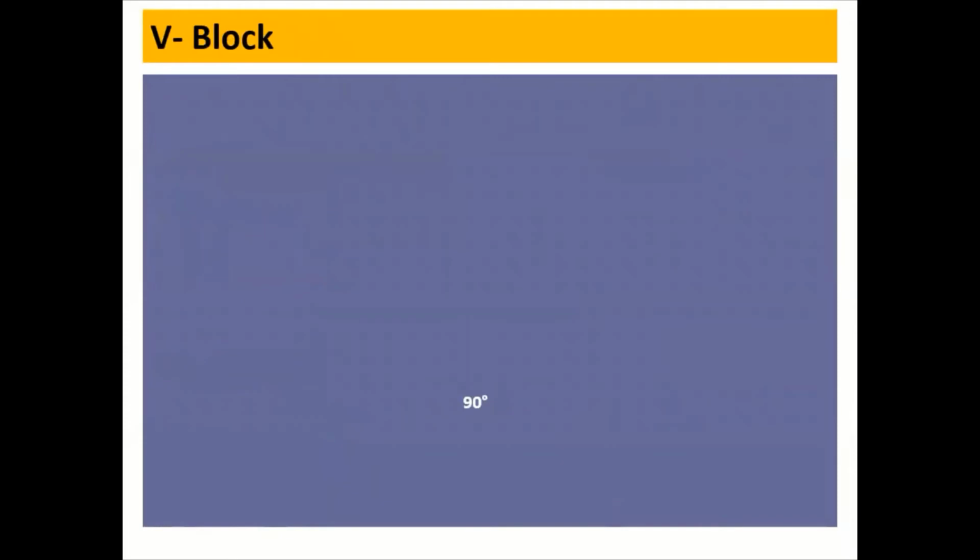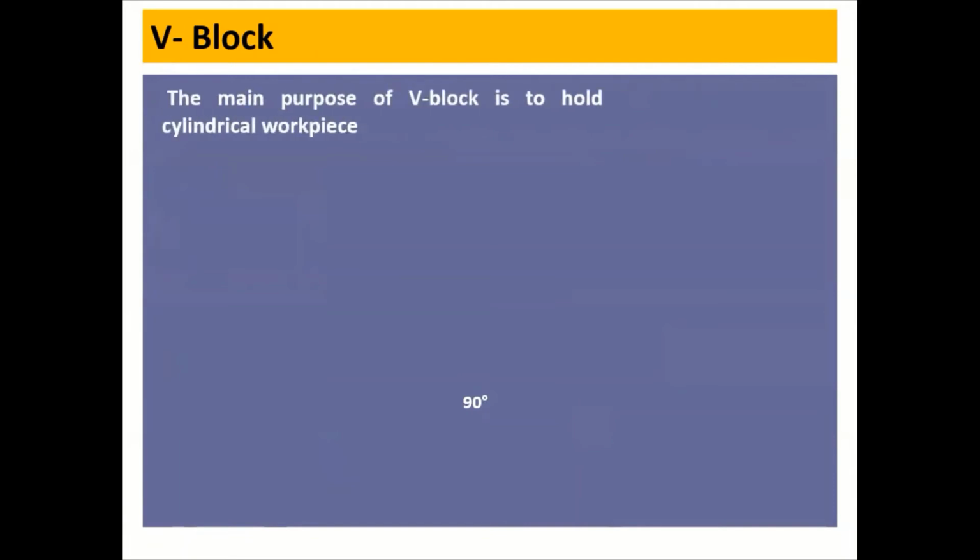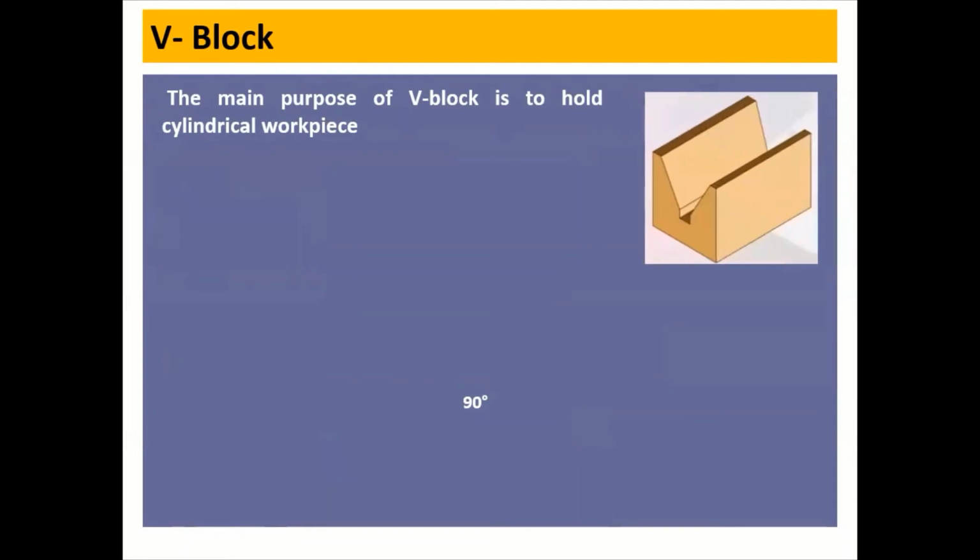Then second, we are talking about the V block. The main purpose of the V block is to hold a cylindrical workpiece. So this is a V block, and we can support or hold a circular type of component. In other words, V blocks are extensively used for the inspection of jobs having a circular cross section.